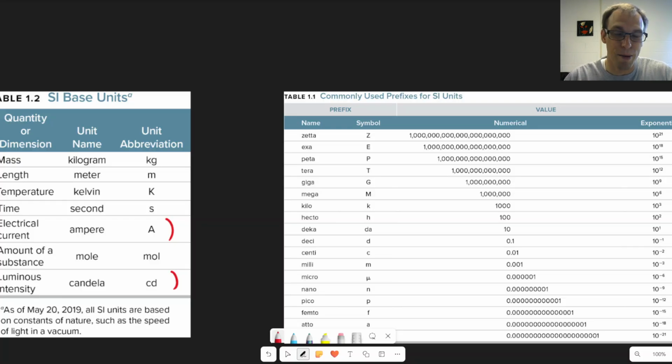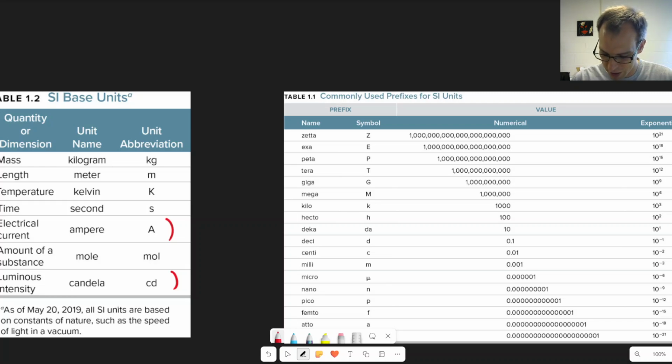Though amperes are used in chemistry if we're talking about electrochemistry, where we're looking at chemistry to produce electricity and things like that. But for our purposes, we're mostly going to be focusing on units that are related to mass, length, temperature, time, and amount of substance. Now, we can combine these base units to make more complicated units.